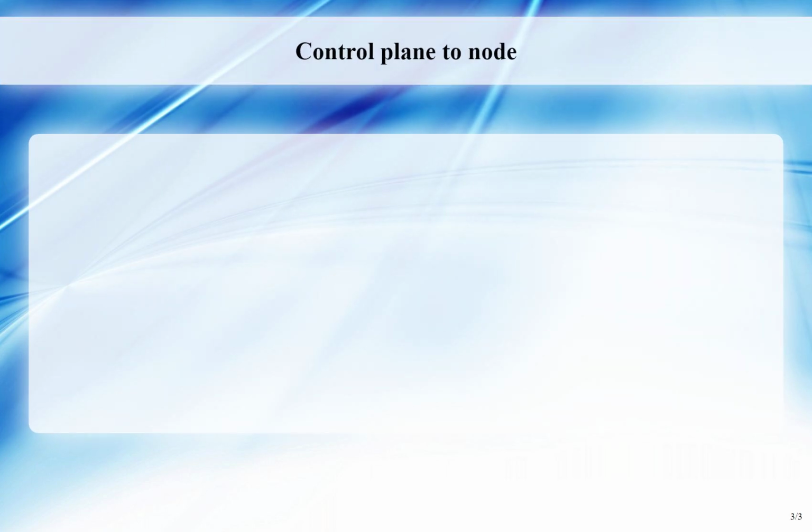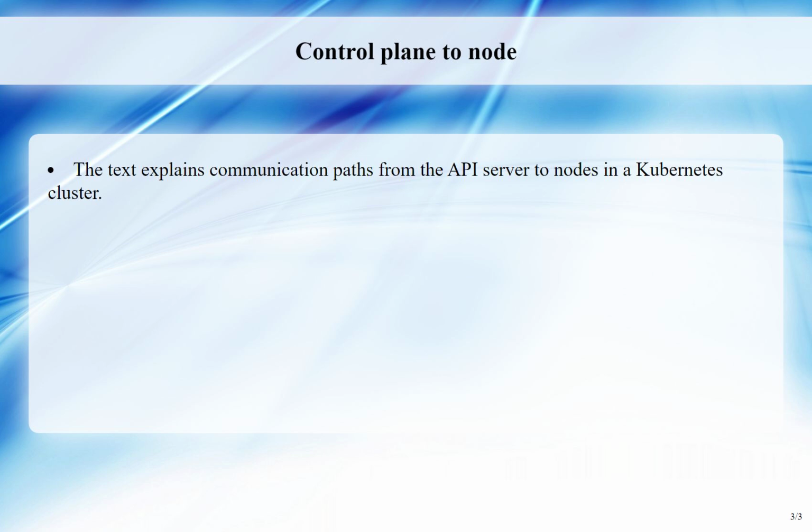Control plane to node. The text discusses the two primary communication paths from the control plane, the API server, to the nodes in a Kubernetes cluster. The first path is from the API server to the kubelet process running on each node, which is used for fetching logs, attaching to running pods, and port forwarding.